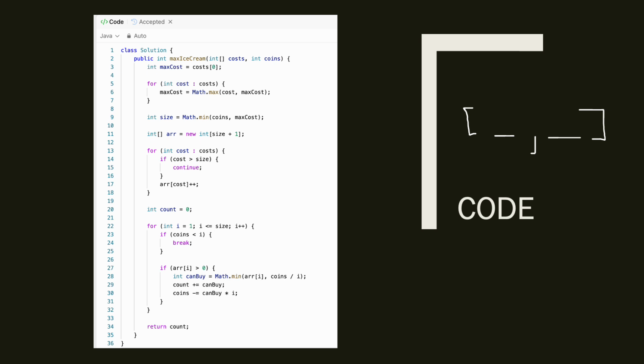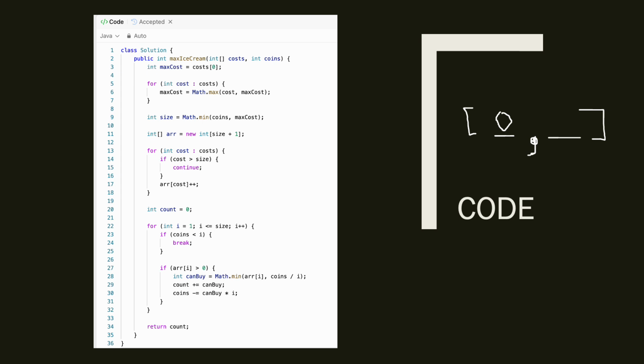Now let's say, although in the question it says that we can't have any ice cream with price 0, let's say we say 0. So this is a lower bound. Now we want to see what is the upper bound. What's the upper bound? So right now we have coins and we have cost.